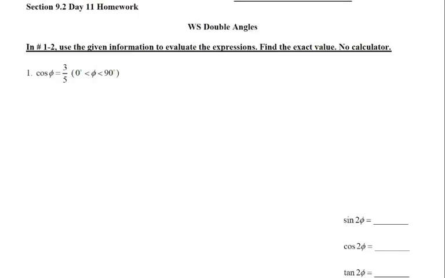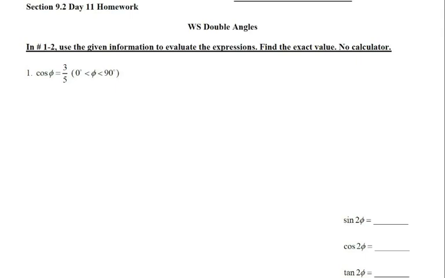In this video, we're going to look at the solutions to the Day 11 homework for Section 9.2, which is using our double angle identities and some given information to evaluate an expression. So if you look at example 1 here, we're asked for the value of sine of 2 phi, cosine of 2 phi, and tangent of 2 phi. I know that looks a lot like theta, but that's actually the Greek letter phi.